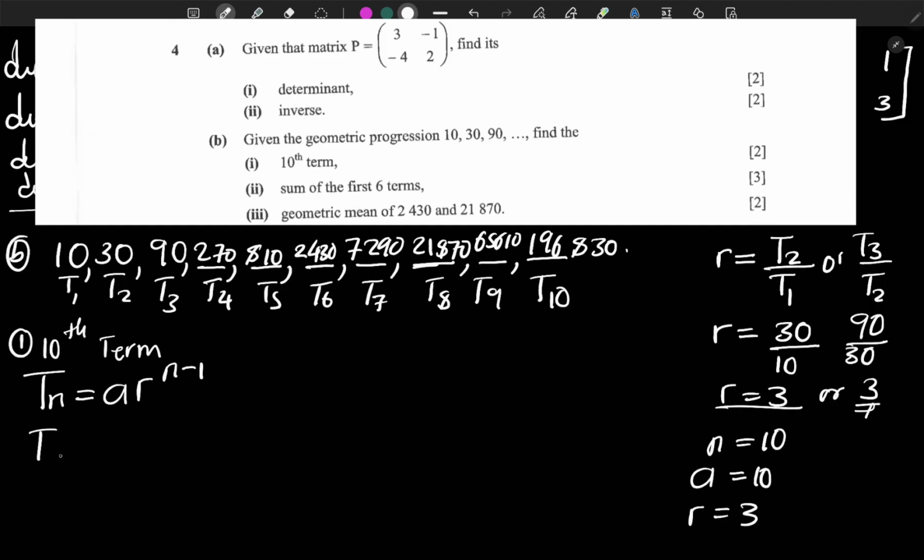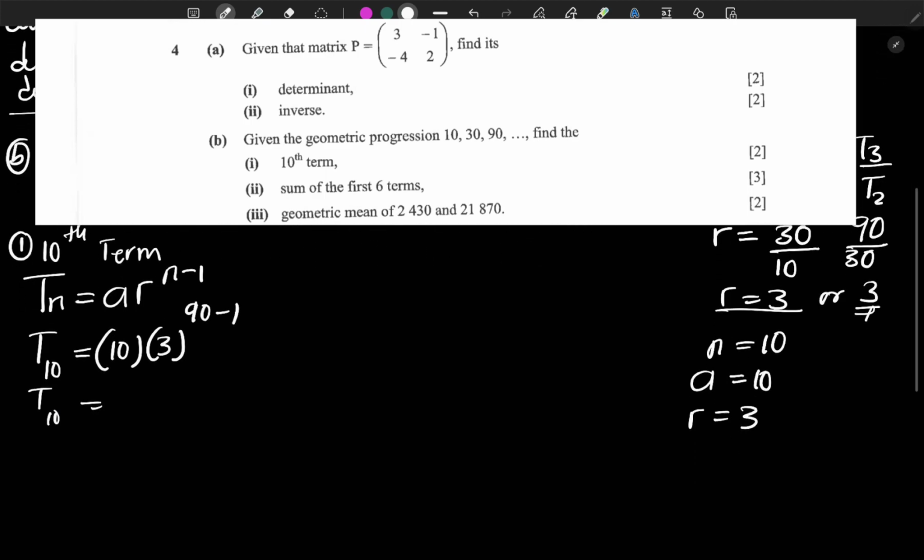So we have T10 is equal to A, which is 10, common ratio is 3, then we have 10 minus 1. So T10 is equal to, do not multiply 10 by 3 now, because 3 is raised to the power 10 minus 1. So we maintain our 10 like this, times 3 raised to the power 9.